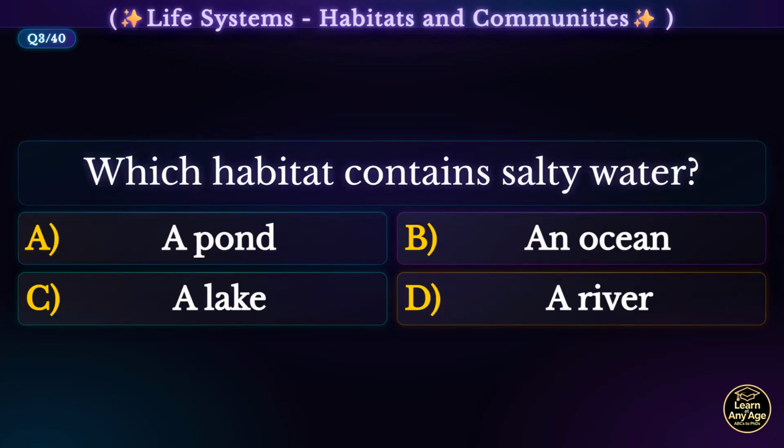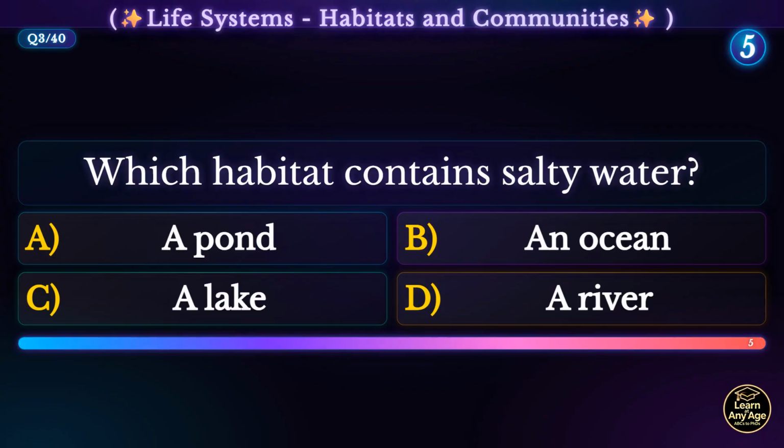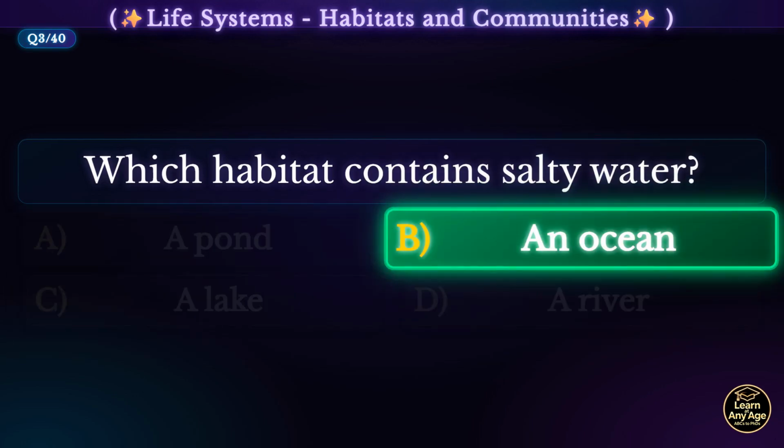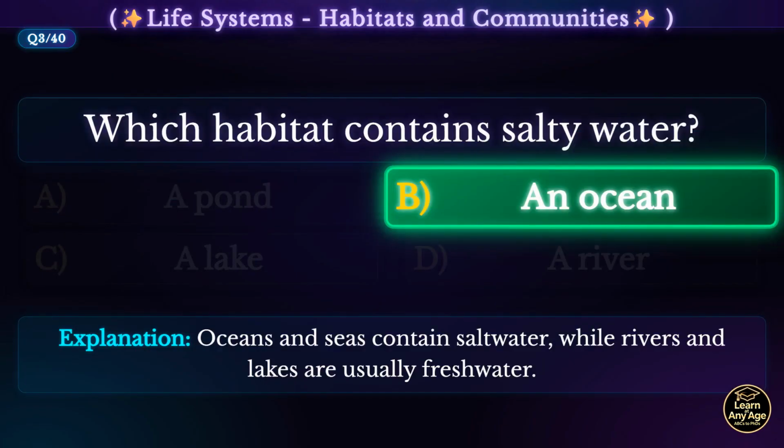Which habitat contains salty water? A pond, an ocean, a lake, a river. An ocean. Oceans and seas contain salt water, while rivers and lakes are usually freshwater.